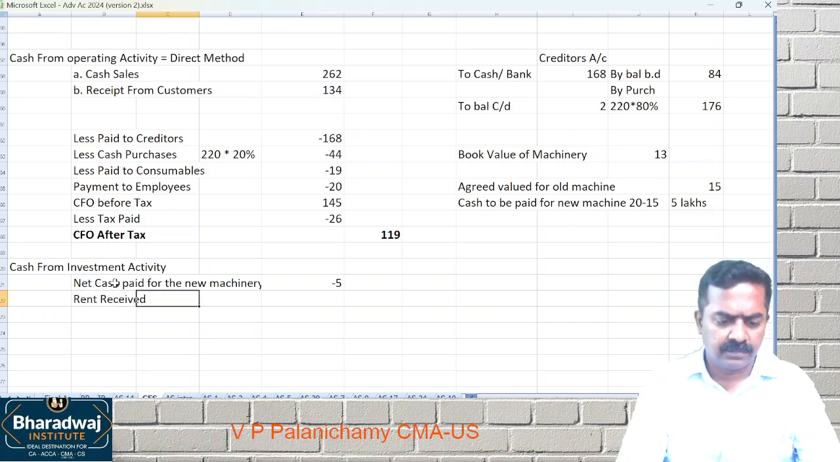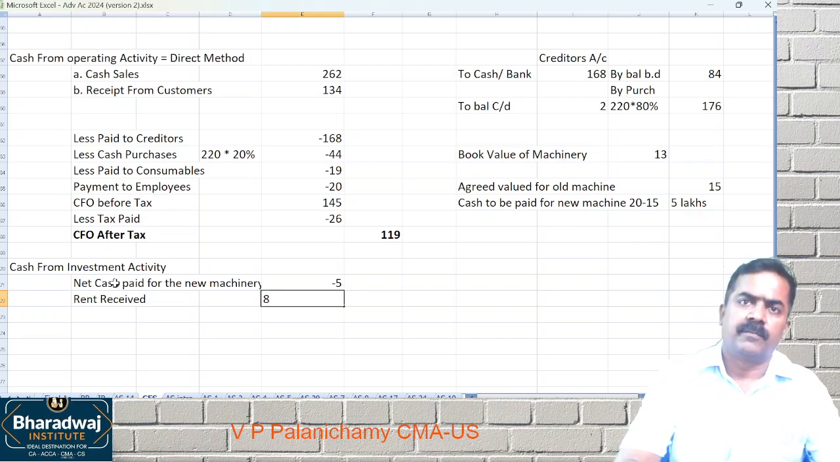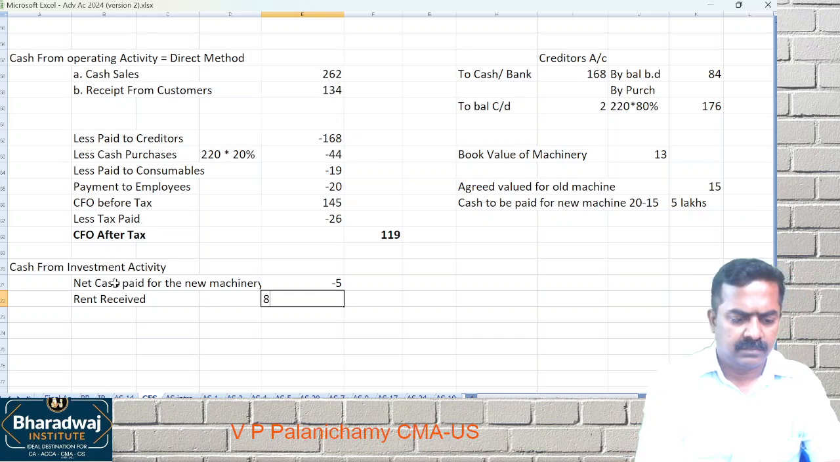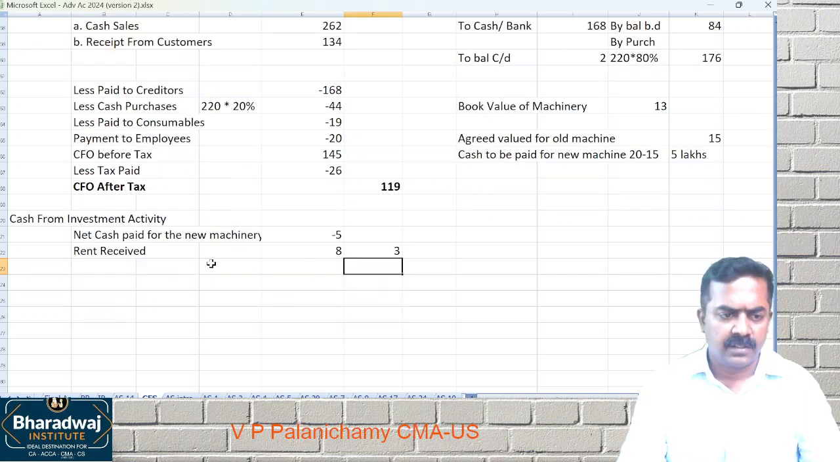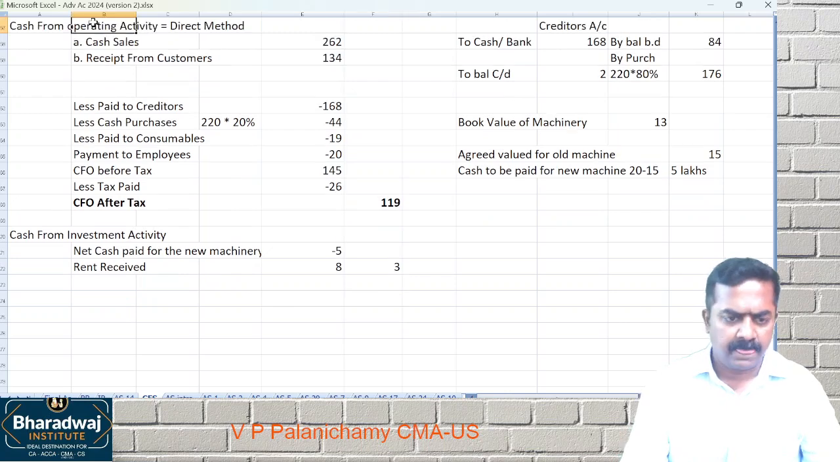Then rent receipt, how much? 8 lakhs. Rent receipt 8 lakhs. Is there anything else? Anything else there? So what is the net activity? 3 lakhs. Net inflow 3 lakhs. This is which activity? Investment activity. Next, financing activity.